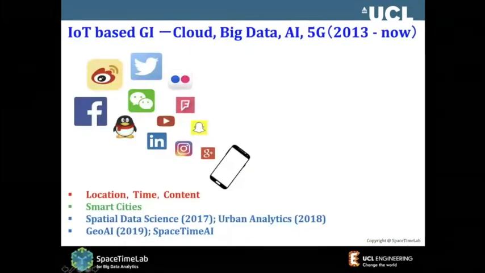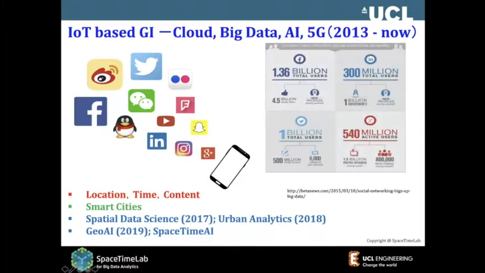The next one is where we are right now. It started, I think, around 2013, maybe a little early. We have the Internet of Things with social media, clouds, and big data, and then we have the term AI coming back because of further development of computers. AI has been there for a very long time, but now it's getting more popular, especially with deep learning. Then we have the term GeoAI. I think officially this should probably start from last year. And we call ourselves SpaceTimeAI.